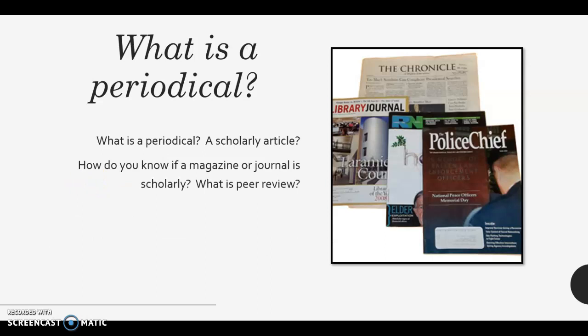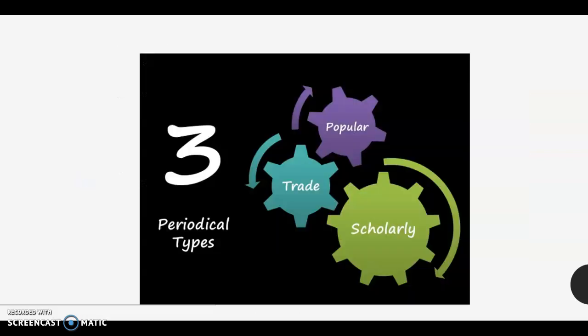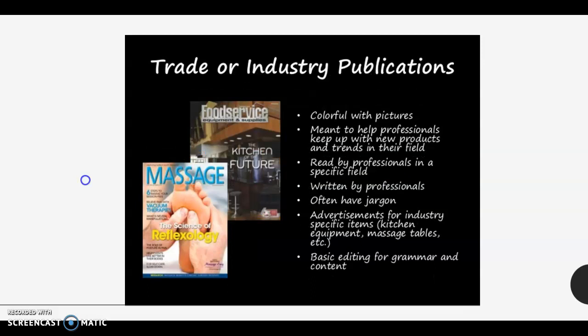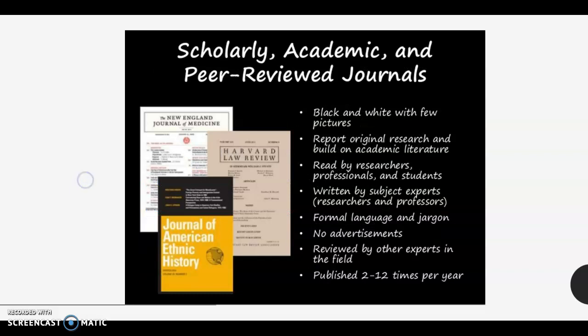So I went through a few slides describing what is a periodical, what is a scholarly article, and how you know how to differentiate. There are 3 different periodical types: popular, trade, and scholarly. I go through a few slides describing how to differentiate between these 3 types of periodicals and give relevant examples that we usually have on hand in person when I do this instruction, but virtually as well, what we have for them to offer in the libraries.